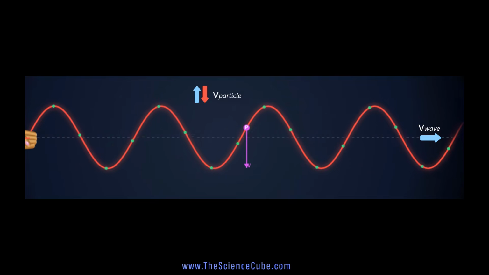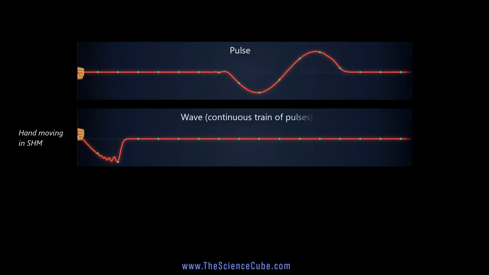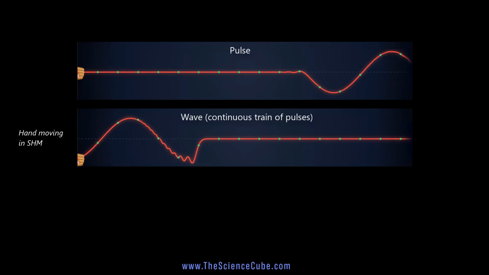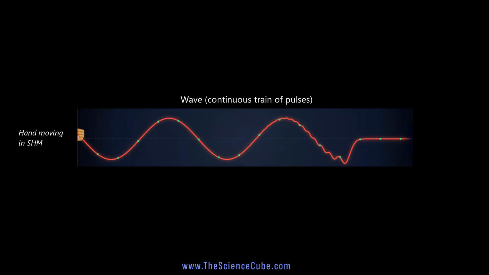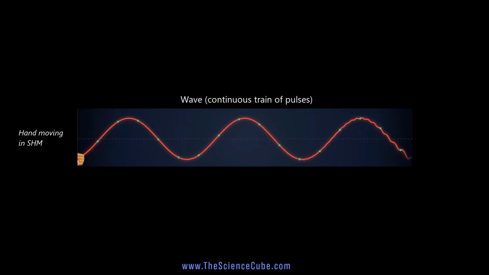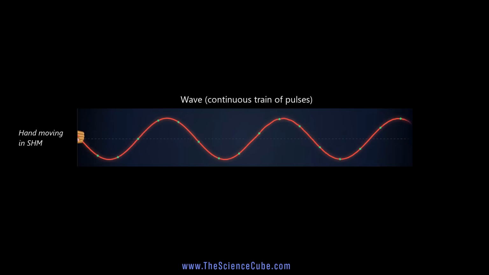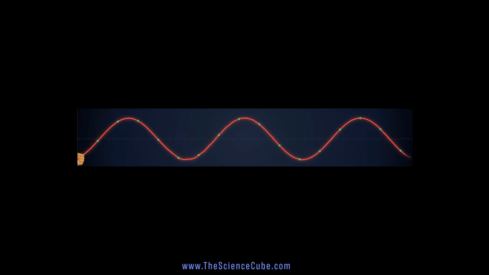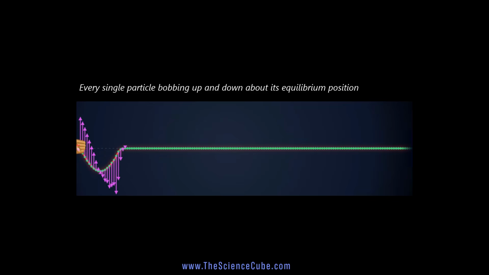Now let's transition from a single pulse to continuous motion. If you oscillate the end in continuous simple harmonic motion, you generate a continuous train of pulses traveling at velocity v. Because the source of the disturbance is sinusoidal, the shape of the wave traveling down the string is also sinusoidal, taking the form of a perfect sine or cosine curve. Importantly, this means that every single element of the string is being forced to execute that same simple harmonic motion as the wave passes through it.